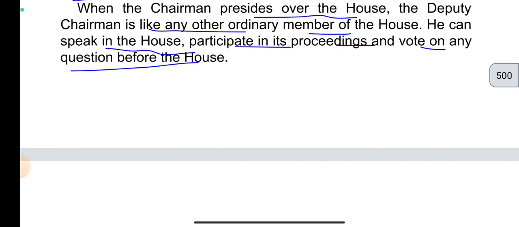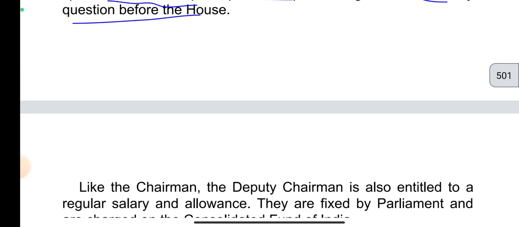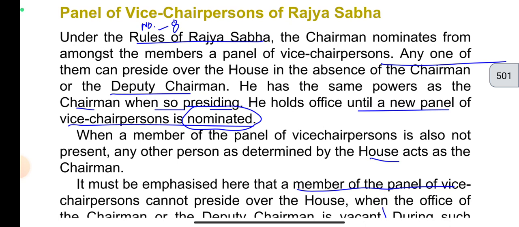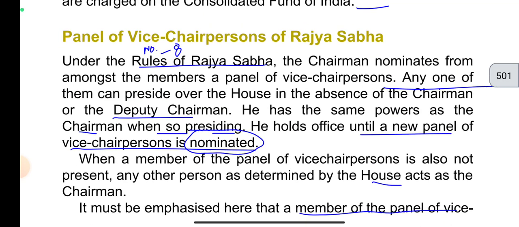Look, this line is the same, ditto, we have read it before. Like the chairman, the deputy chairman is also entitled to a regular salary and allowance. It's the same thing: they are fixed by parliament and are charged on the consolidated fund of India. The same thing should not have been written again and again; something consolidated should have been made of this.